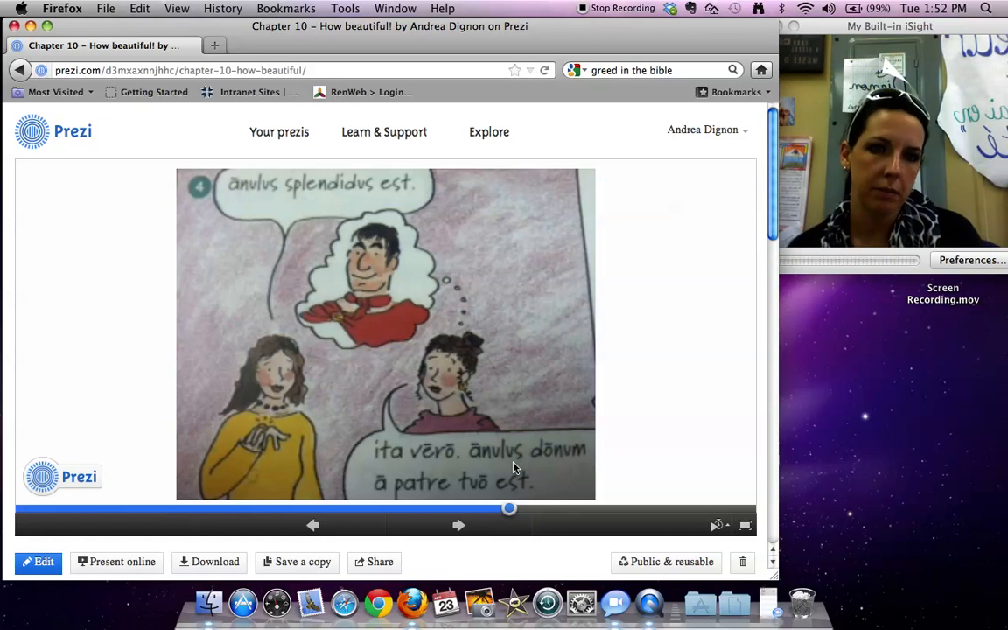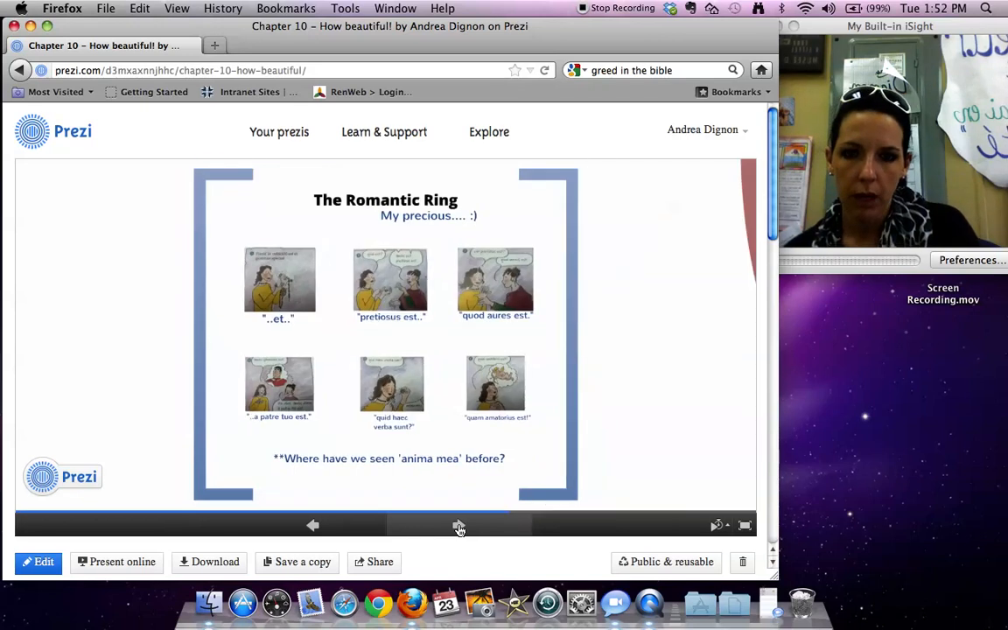You say a present, a gift, a present from your father. Ita vero, annulus donum a patre tuo est. You see that word patre there? Think of a word that we can think of in English that would remind us of a fatherly thing with the word patre. How about paternal? Paternal is a very good one, right? All right. We're so close.